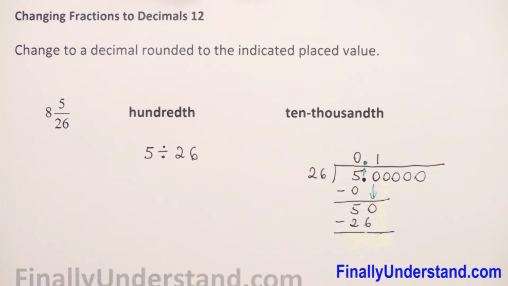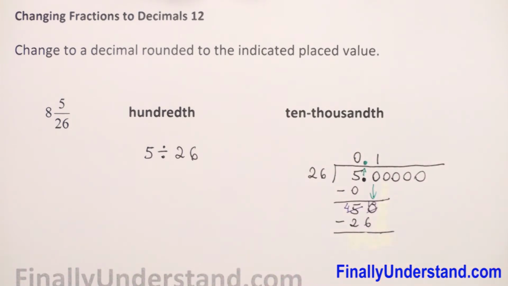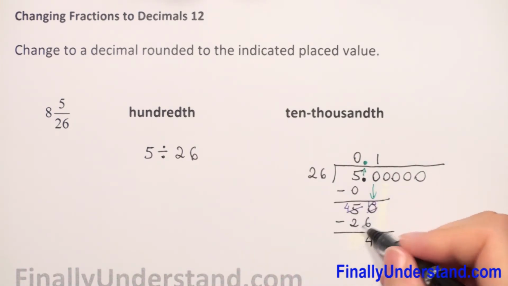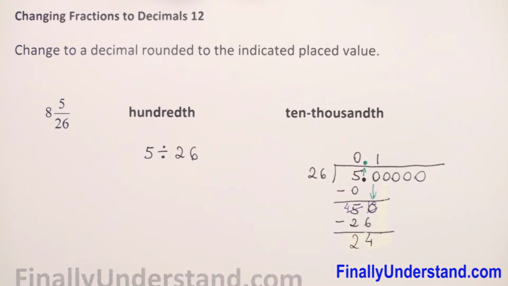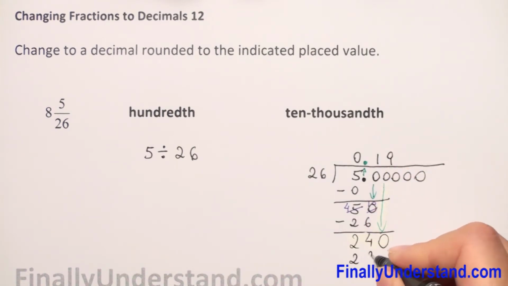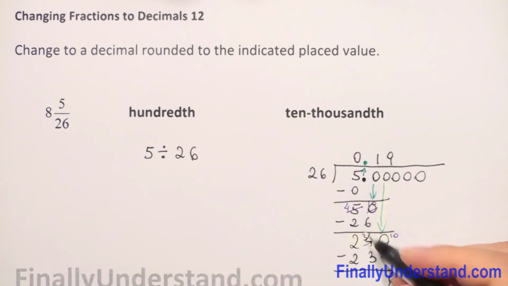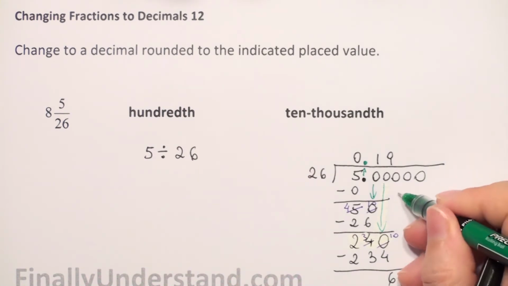Subtraction: 0 minus 6 we cannot do, so we borrow 1 from 5, so it will be 4. We have 10 minus 6 is 4. 4 minus 2 is 2. What next? We have to take down the next digit, so it will be 0. So we have 240 divided by 26, this will be 9. 9 times 26 is 234. Subtraction. We have to borrow 1 from 4, so it will be 3. And we have 10 minus 4 is 6. So next we have to take down the next digit.